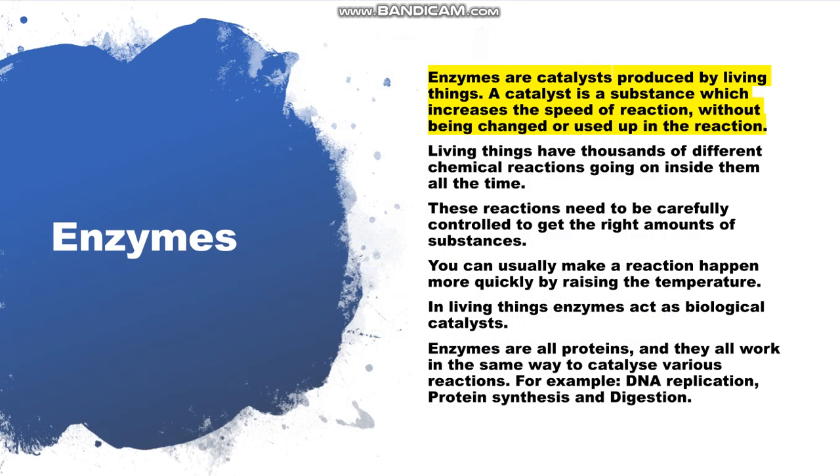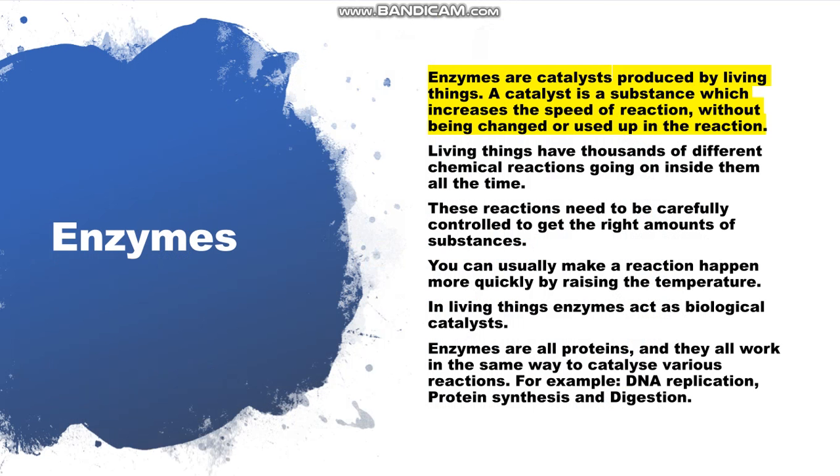Living things have thousands of different chemical reactions going on inside them all the time. These reactions need to be carefully controlled to get the right amounts of substrates. You can usually make a reaction happen more quickly by raising the temperature. In living things, enzymes act as biological catalysts. Enzymes are all proteins and they all work the same way to catalyze various reactions.